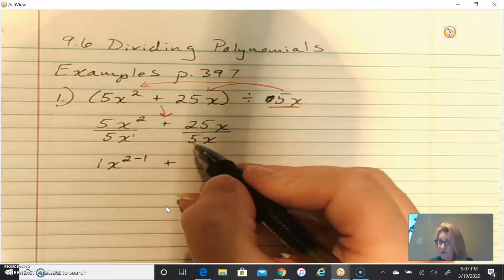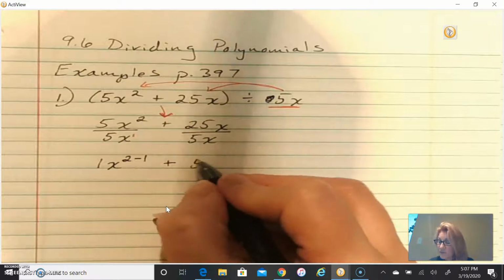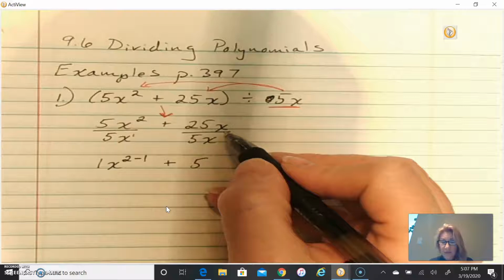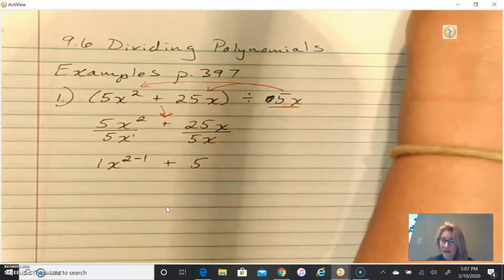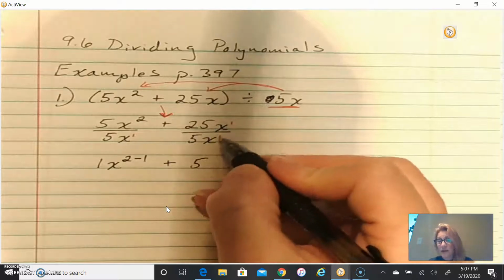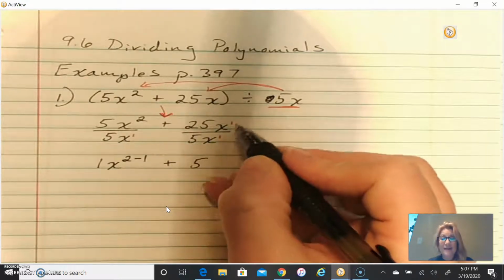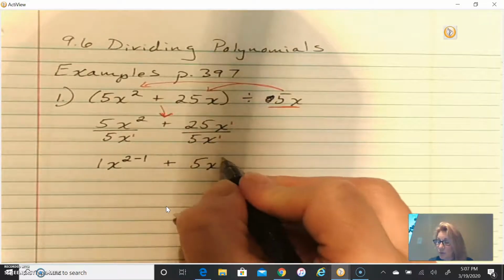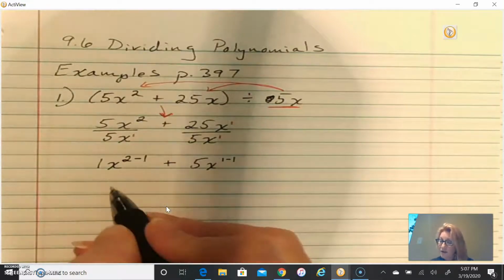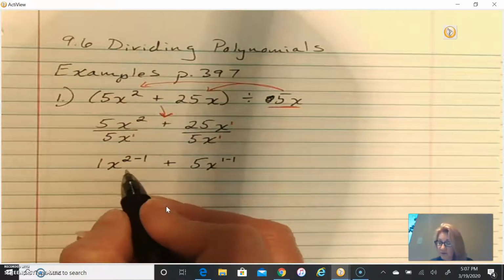Plus, what's 25 divided by 5? 5. Again, we have to divide those variables, that x. That would be x^1 divided by x^1. So when the bases are the same and we're dividing, we subtract the exponents. So that would be x^(1-1). Y'all see that? If you need to, pause the video, go back, look at it, rewind, go back over it again. Okay, so now we're going to go ahead and continue working.